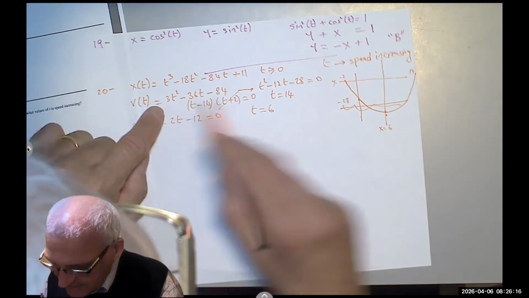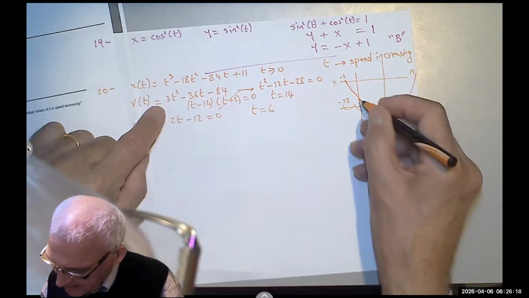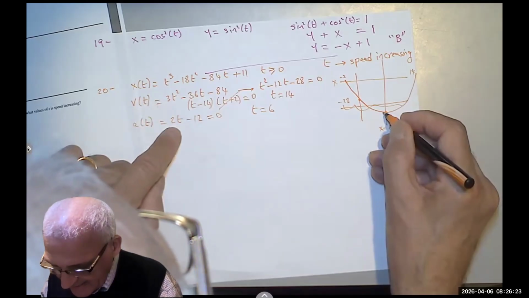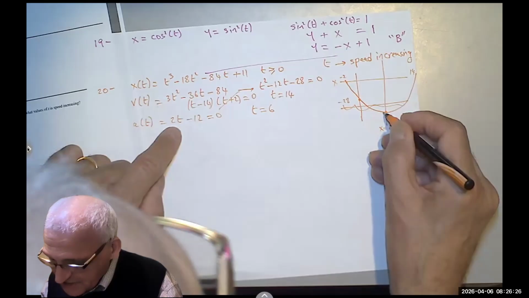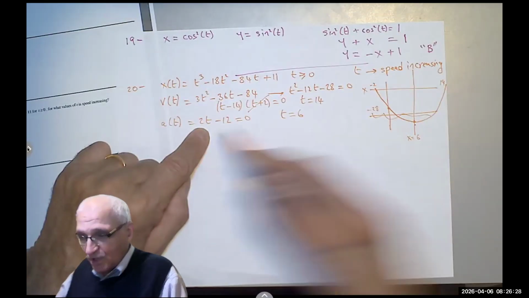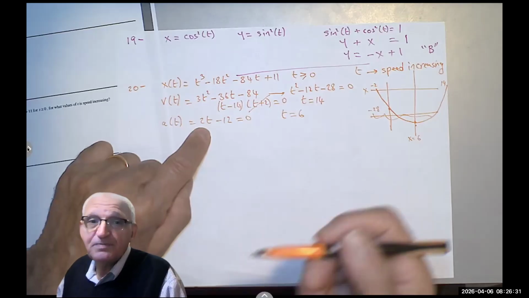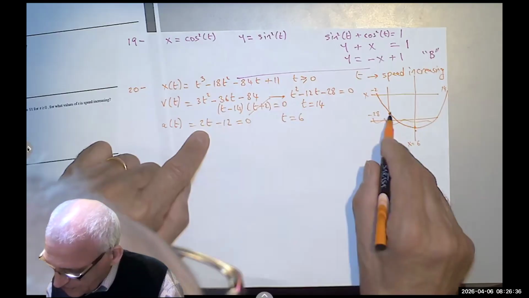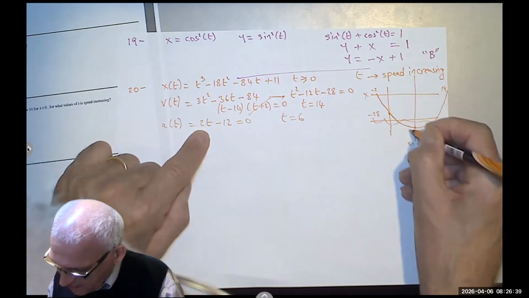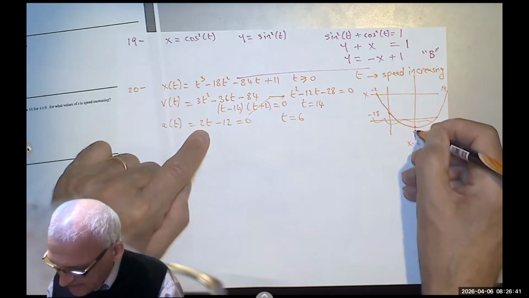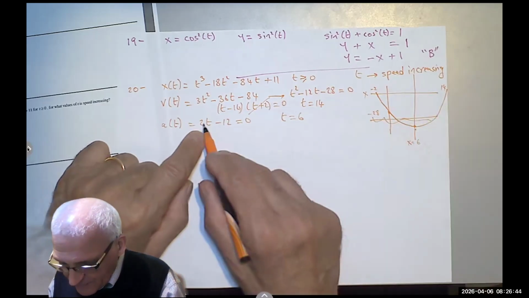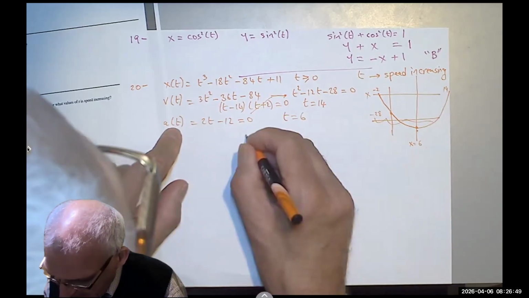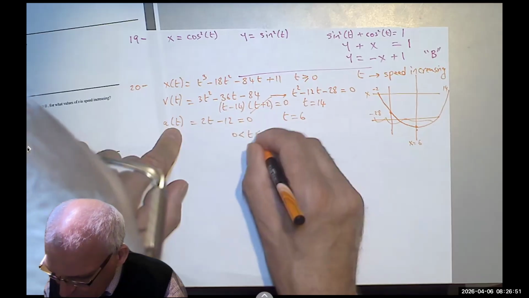From 0 to 6, the velocity is negative, and the acceleration is also negative, right? So you are moving in the opposite direction, but you are speeding up because the acceleration is helping you. Do you see from 0 to 6, the velocity is going down, and from 0 to 6, the acceleration is also negative.